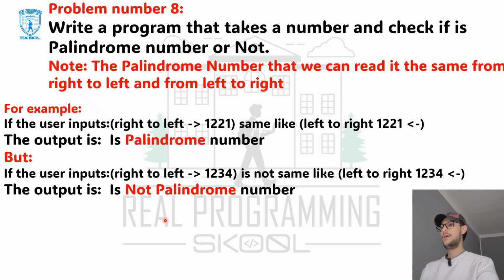Today we have problem number 8. It's about writing a program that takes a number and checks if it's a palindrome number or not. As we explained in a previous lesson, we covered the two logics that we will use in this lesson.